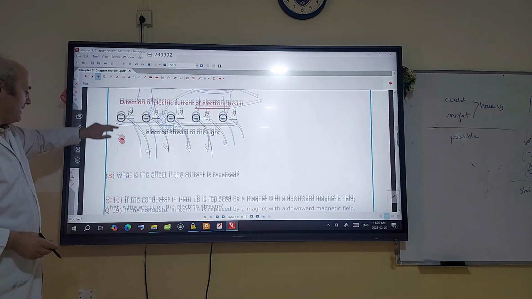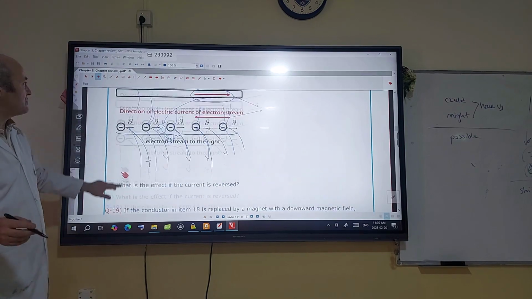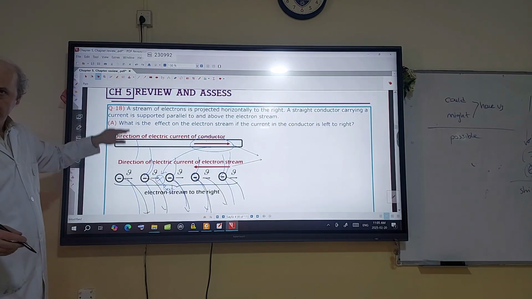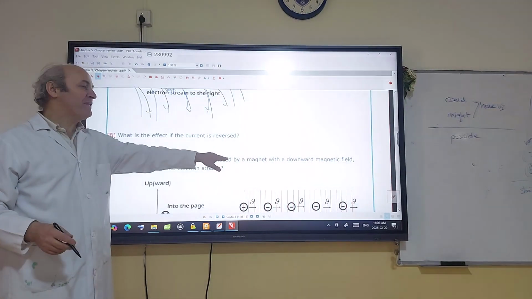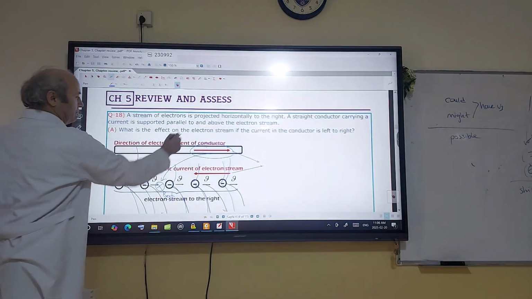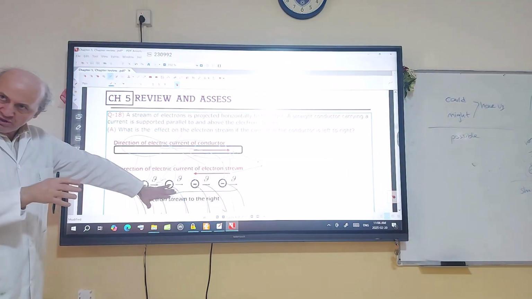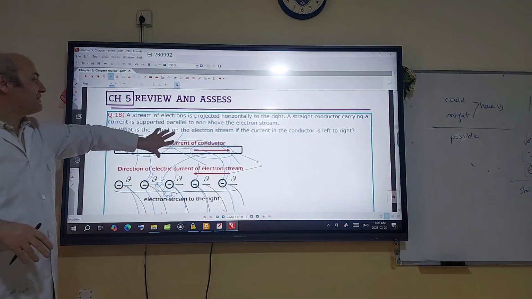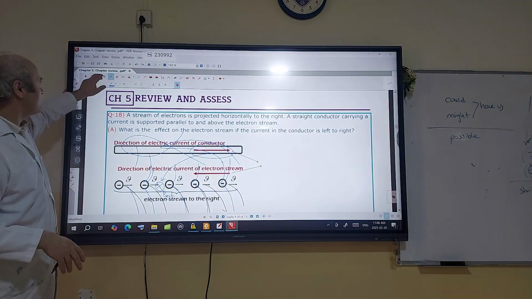B part, and question number 19. Question number 19 is related to question number 18. It says that if the conductor in item 18 is replaced by a magnet, remove this conductor, just put the electrons in here, and instead of the conductor, put another magnet which produces the magnetic field.